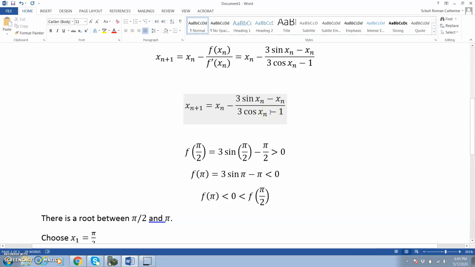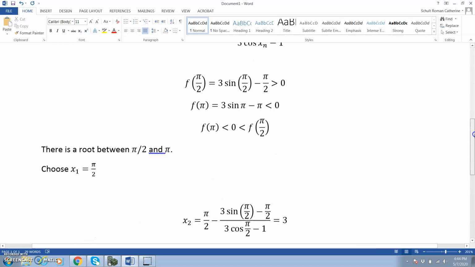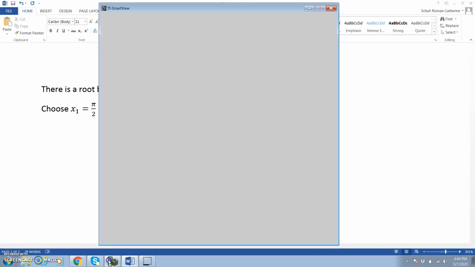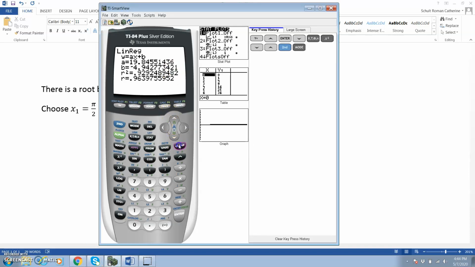Scientific calculators might be able to do this as well. But remember, if you don't have a scientific calculator, you're just going to have to plug it in like this every single time, right? Updating your x of n. So you can totally still do it on a scientific calculator. But let's get out our scientific calculator, okay?